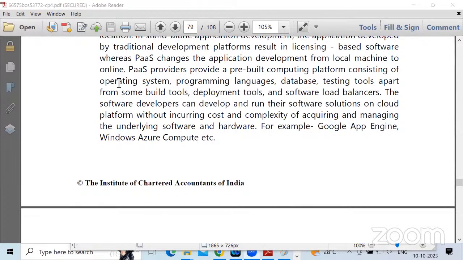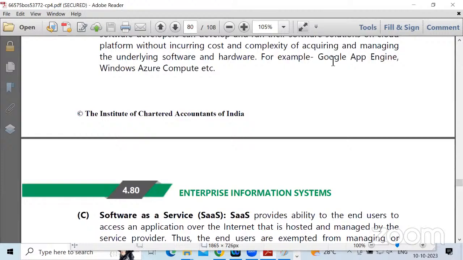So PaaS provides a pre-built computing platform consisting of OS, programming languages like C, C++, Java, .NET, Python, databases like Oracle, MS Access, etc., testing tools, apart from some build tools, deployment tools, and software load balancers. So these are all considered to be the platform. They have given examples of Google App Engine and Windows Azure.